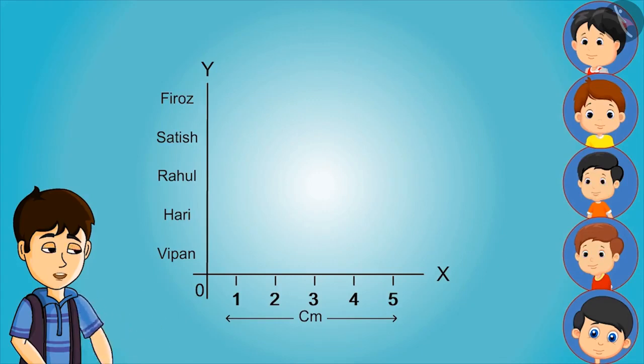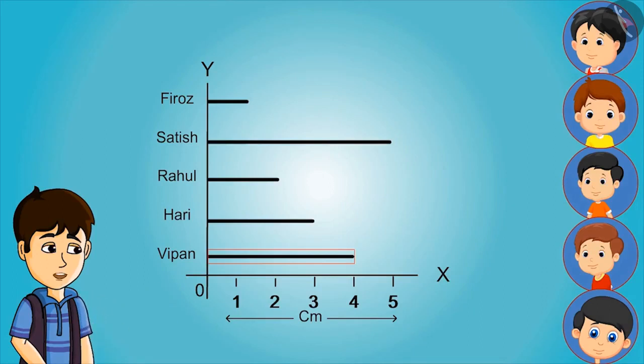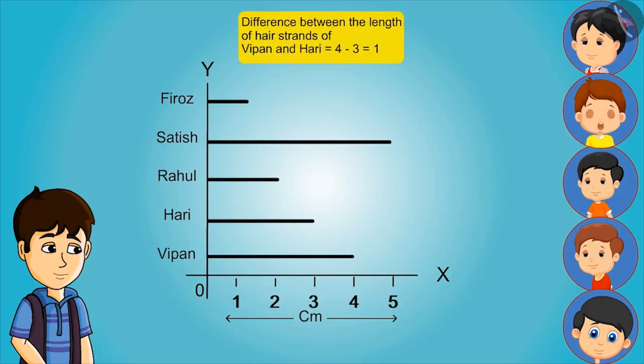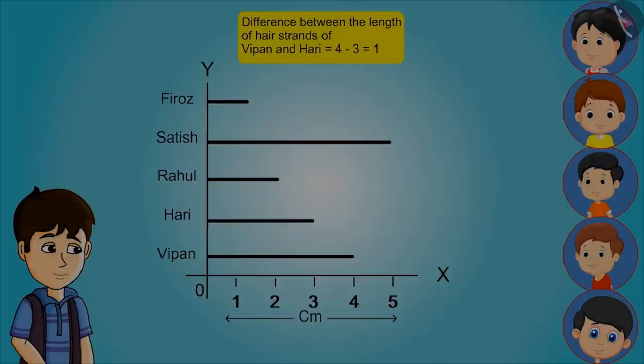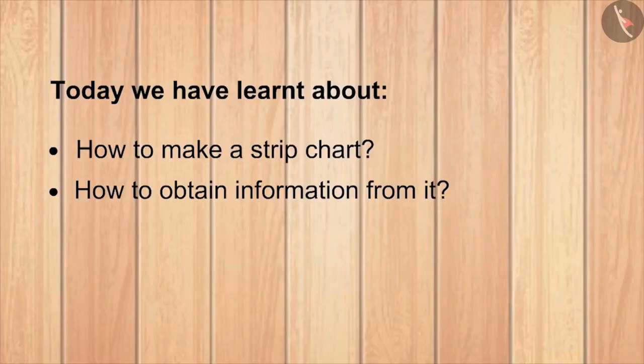Now all of you have to measure a strand of your hair and tell me the length. Vipin, tell me, what is the length of your hair strand? 4 centimeter. And yours, Hari? 3 centimeters. So, who has the lengthiest hair? Mine. How long is your hair from Hari's? 1 centimeter. Vipin, go get a nice haircut. Today, we have learnt how to make a strip chart and how to obtain information from it.